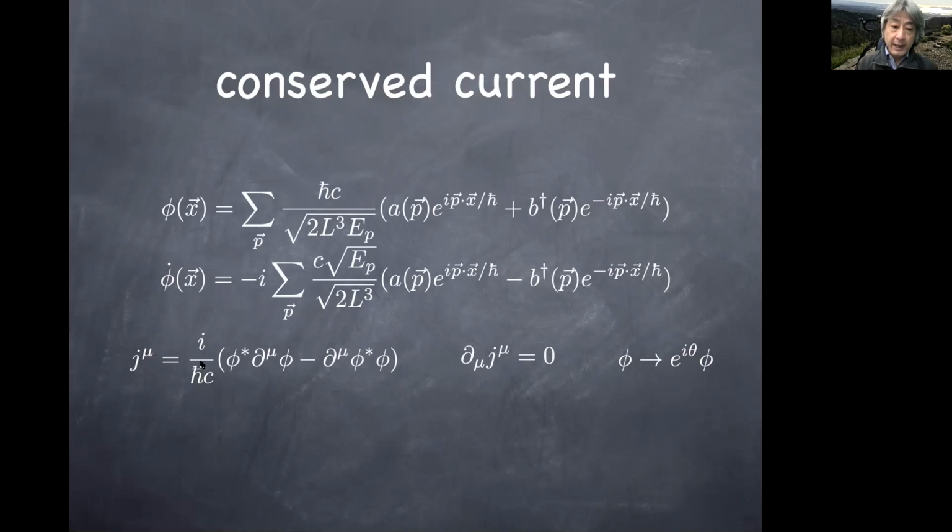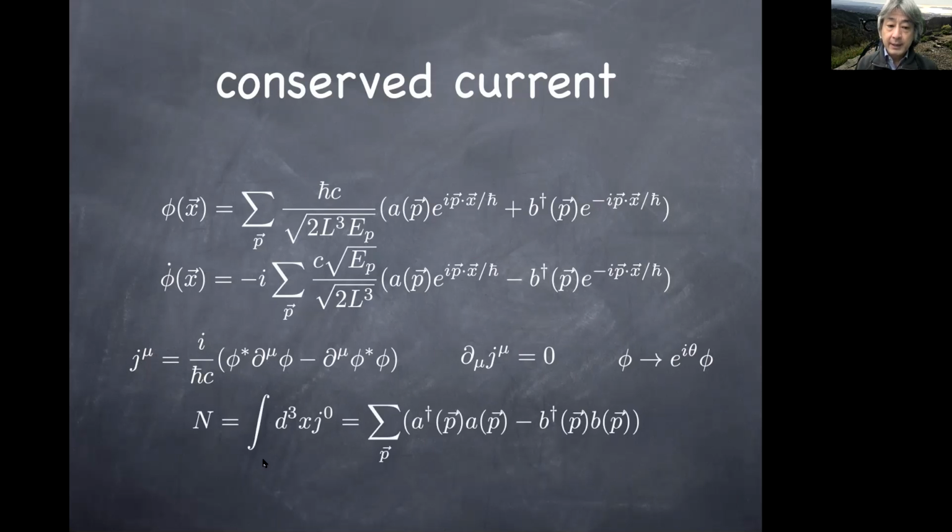So this J mu, I didn't put e here, which means that this really is the current of the number. And if you integrate the time component of this quantity, you get the total number of particles. So that's the idea, just like we had for the Schrödinger field. But now that we have this mode expansion of phi and phi dot, I can just put that in and compute the spatial integral of this quantity, which is meant to become the total number of particles in the system. But now I see this minus sign, A dagger A minus B dagger B.